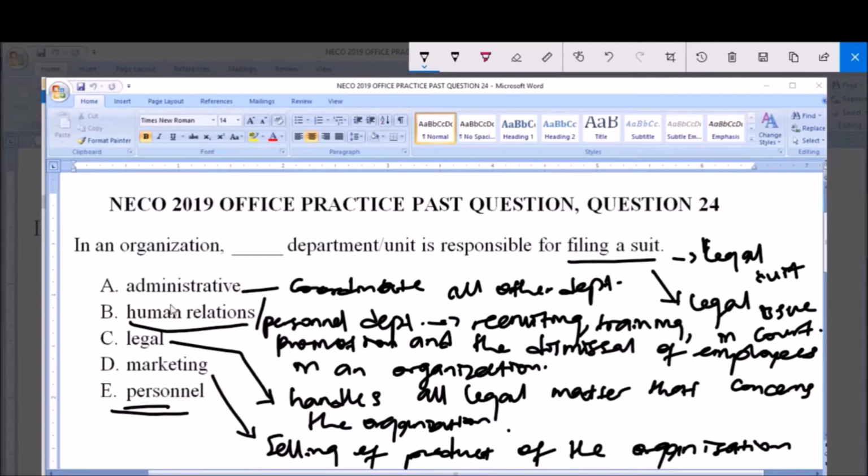Now, you agree with me that the answer to this question is option C, legal department. Legal departments are the ones concerned with the legal matters that concern the organization. That is, they are responsible for any legal action that concerns this organization. And like you know, filing a suit is a legal action. So therefore, the answer to this question is option C, legal department.